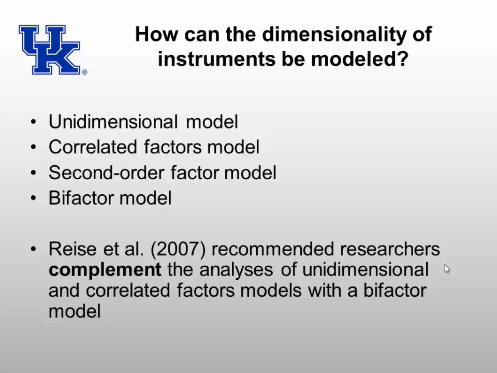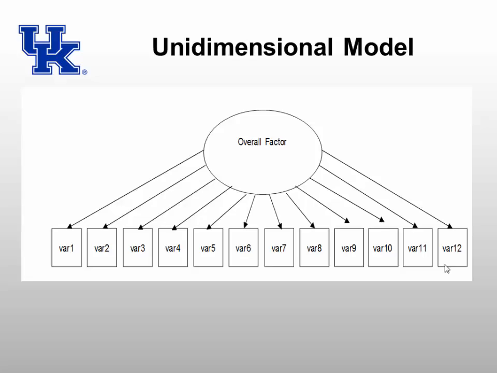There are a few different ways. Unidimensional model, and I'm going to show you diagrams of each of these if you're not familiar with them. For some of you, this is going to be extremely boring because you know it already. So we've got unidimensional models, correlated factors models, second-order factor models, and now the bifactor model. And what Reise and his colleagues said in 2007 is that if you're going to look at an instrument and try out unidimensional models and multidimensional models, try out a bifactor too. Complement your analyses with a bifactor model because it lets you answer questions the others don't. So I'm going to show you each.